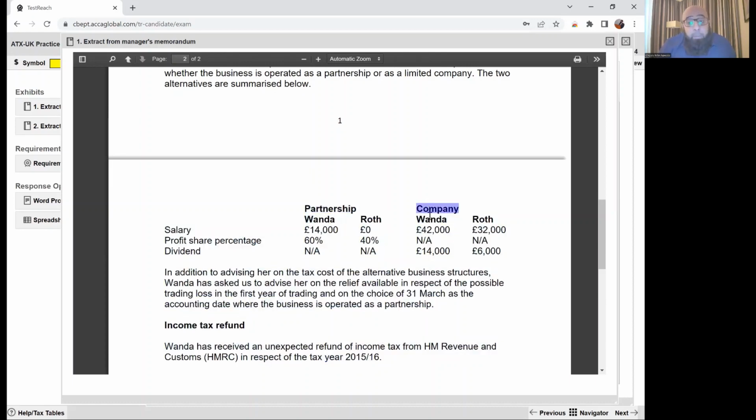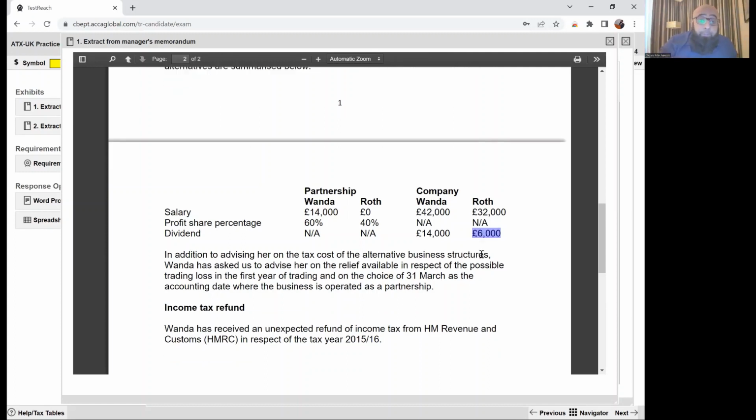If operated as a company, vendor will take a salary of 42,000, Roth will take a salary of 32,000. Now they will be getting the dividends because they are forming the company. We are just reading the data. We'll come back to it once we read the requirements and we'll look at it in detail.